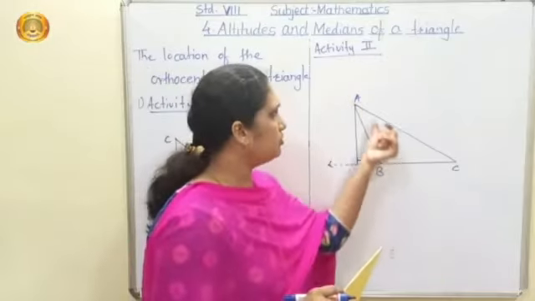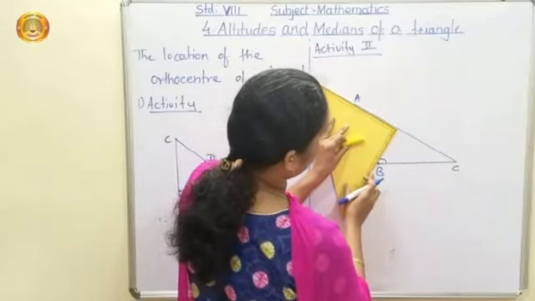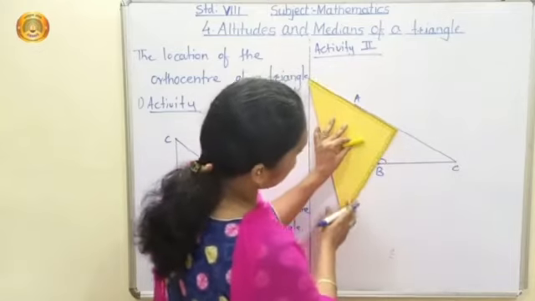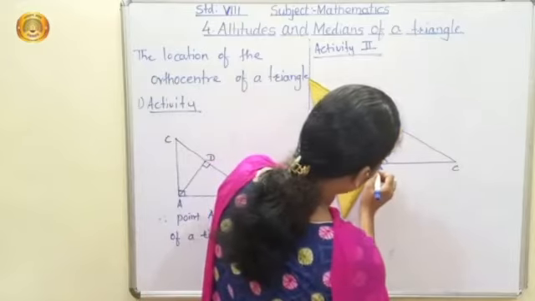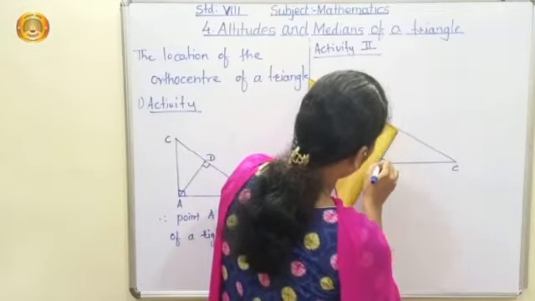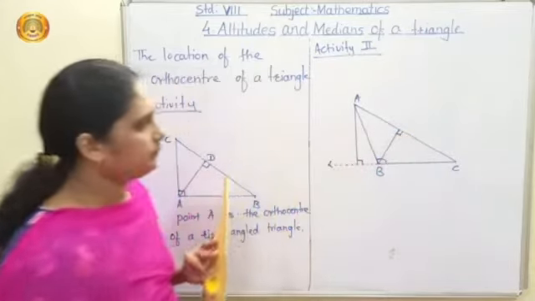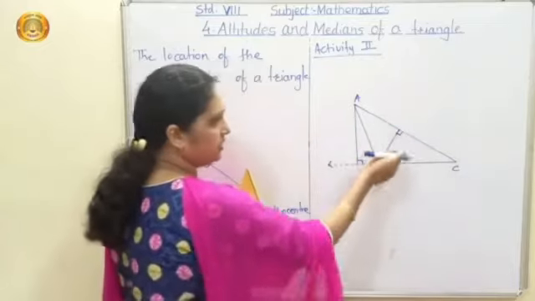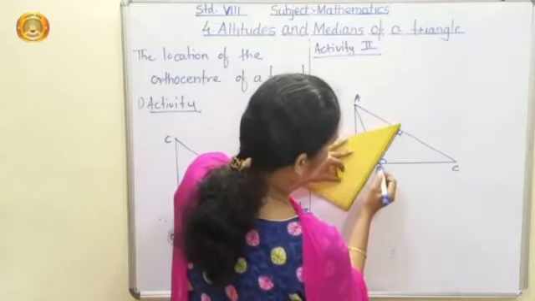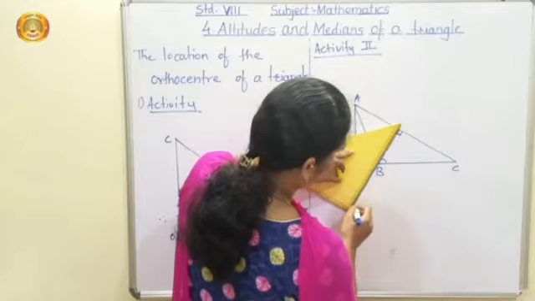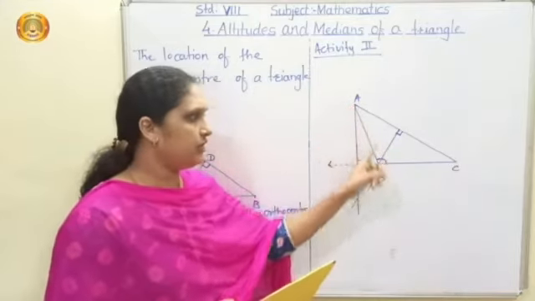Now I'll draw the altitude from B to the opposite side AC. Again I have to arrange the set square: one side along AC with the right angle, and the other side along the vertex B. Now I'll draw it carefully and extend it up to the base. Now this is 90 degrees. If I extend this side, these two will not intersect. So to intersect them, I have to extend this altitude to the other side, that is from B. So I'll extend this and also extend this altitude. Now this is finished for vertex A and vertex B.